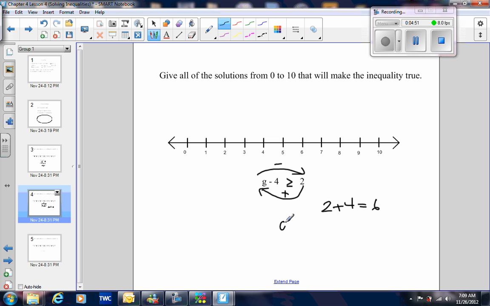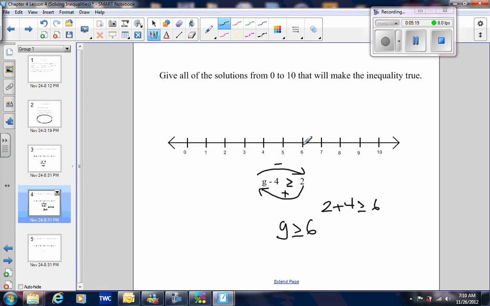And that would mean that G is equal to 6. Oops, almost forgot my equation there. Put in my greater than or equal to. That means g has to be greater than or equal to 6.